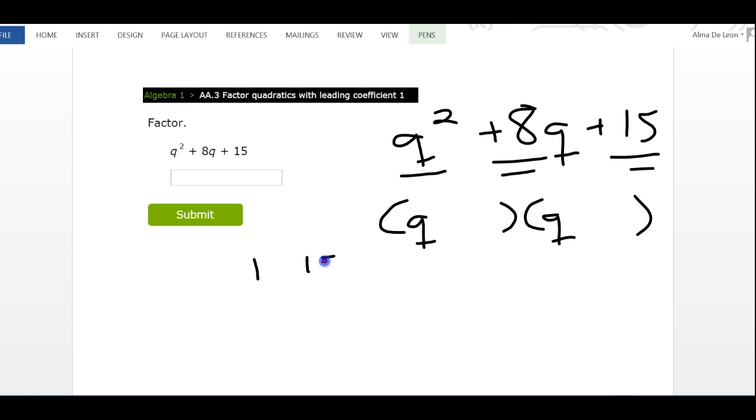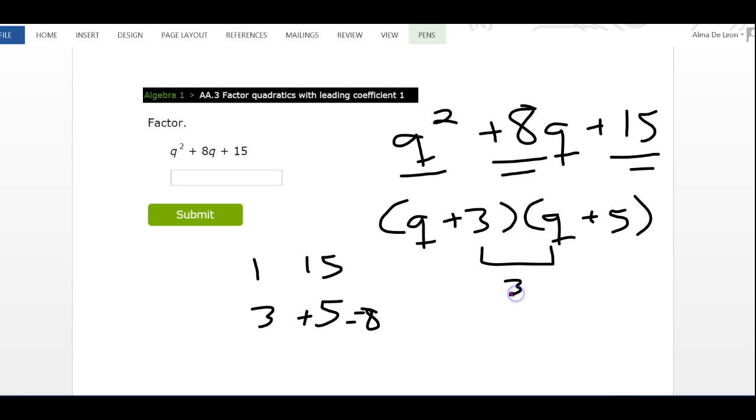Well, 1 times 15 gives me 15, but 1 plus 15 is 16, not 8. And 15 minus 1 is 14, which is still not 8. So that's probably not a good combination. 3 times 5 gives me 15, and 3 plus 5 gives me 8. So let's try that. I think positive 3 times positive 5 gives me positive 15, and positive 3 plus 5 is positive 8. Just to make sure, I'm going to multiply the inside and the outside.